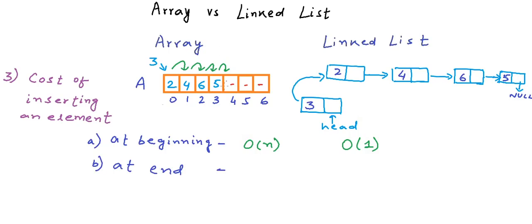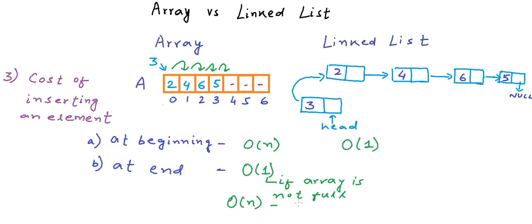Inserting an element at the end for an array, let's say we are talking about a dynamic array, a dynamic list in which we create a new array if it gets filled. If there is space in the array, we just write to the next higher index of the list. So it will be constant time. So time complexity is O(1) if the array is not full. If the array is full, we will have to create a new array and copy all the previous content into the new array, which will take O(n) time, where n is the size of the list.